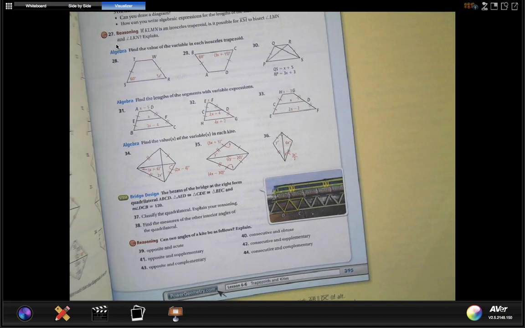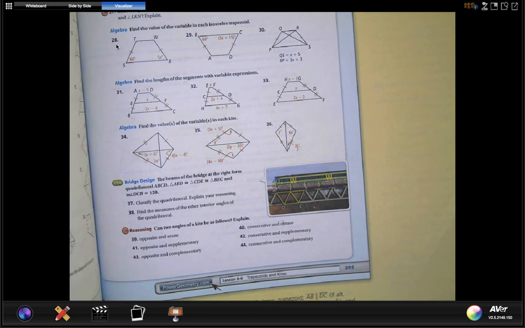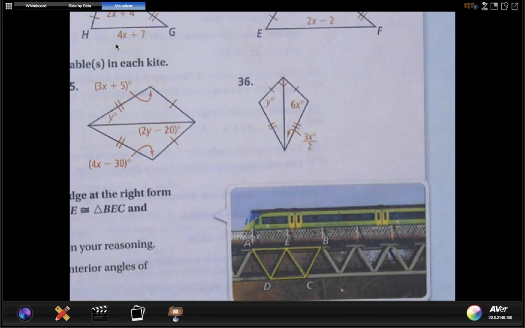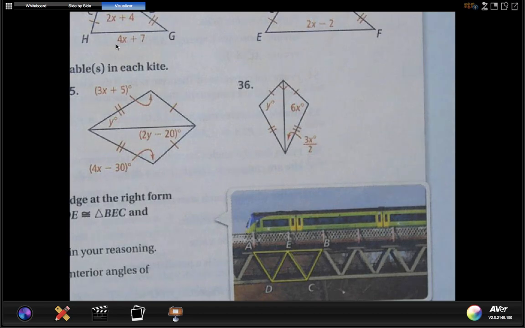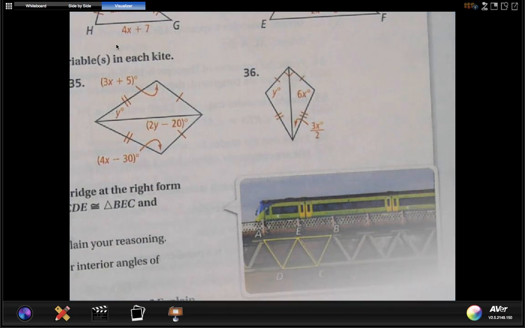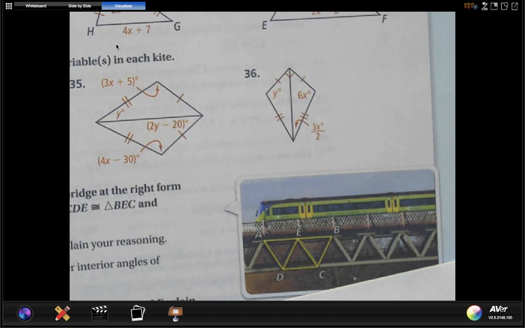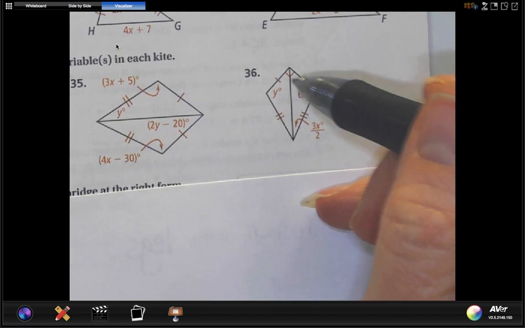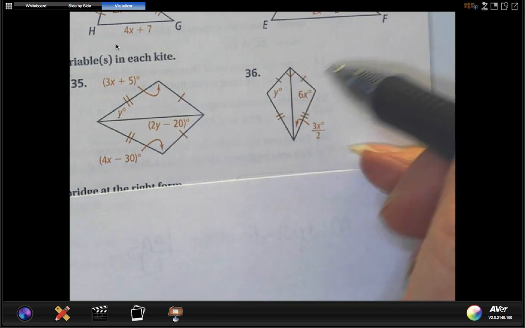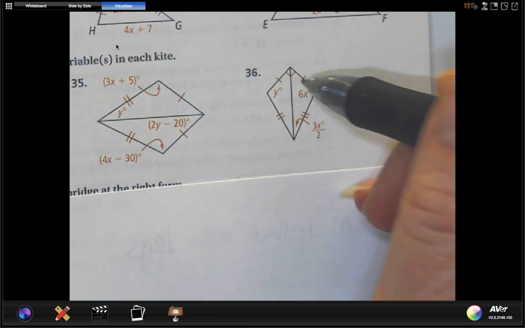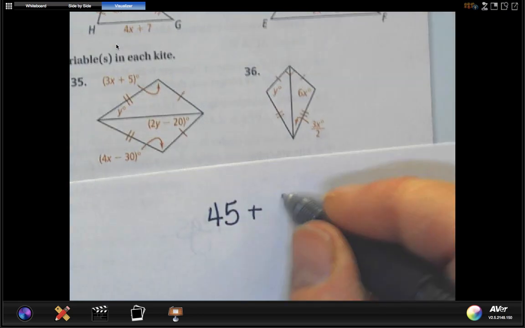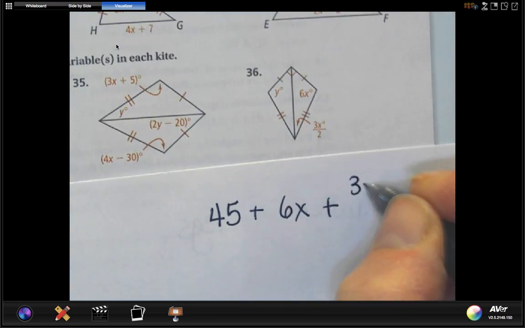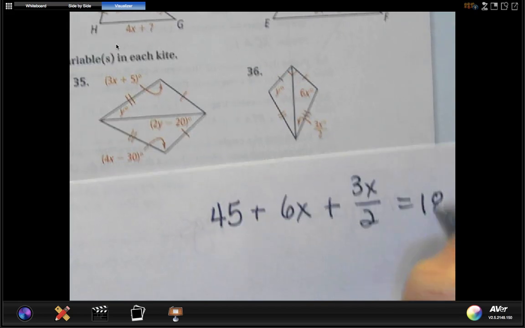So in 36, I have a kite here, and I know in this one that this is a 90-degree angle up here, and in the kite, these 2 triangles that are created here are congruent, so these little angles are the same. They're half of that 90-degree angle. So I have a 45-degree angle up here at the top. I have 6x here, and then I have 3x over 2 here. So that would equal 180 because it's a triangle there.